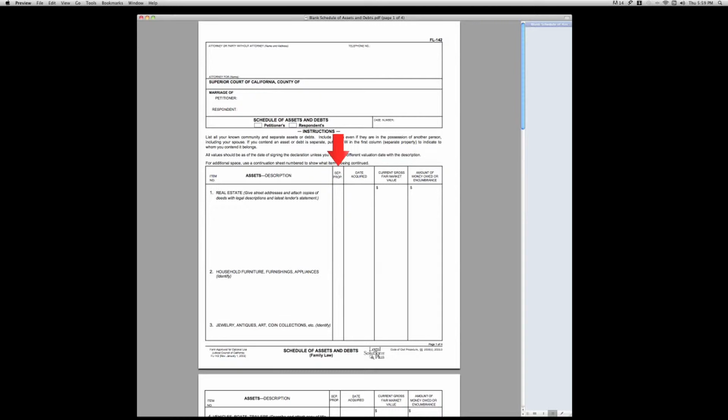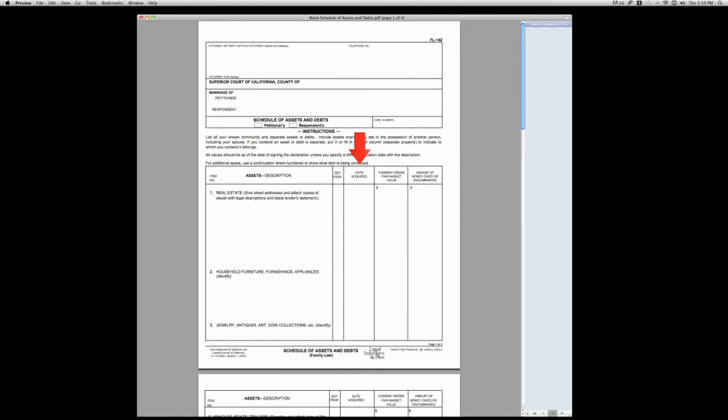It actually may be easier to think of separate property as what it is not. Now, what it is not is community property, and community property is broadly defined as an asset acquired during the marriage with earnings. Okay, so fairly straightforward.